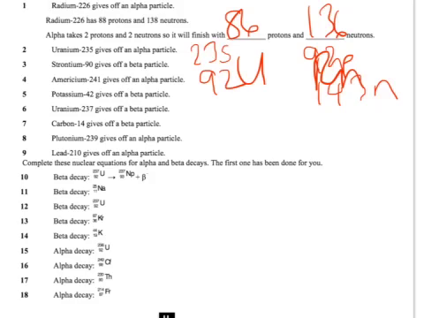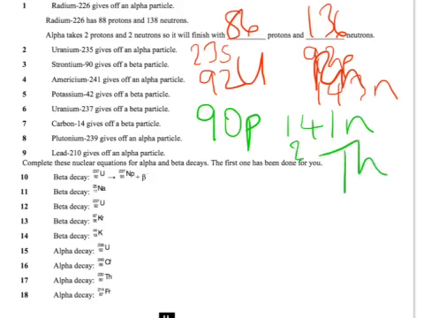So at the end, we'll finish with 90 protons and 141 neutrons. The mass number will be 231. And instead of having uranium, we'll have thorium. So thorium-231. Apologies for the writing with my fat finger on the screen.